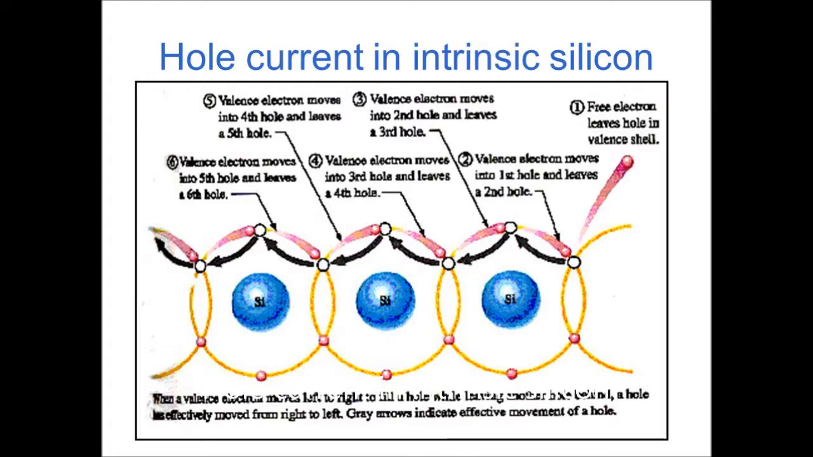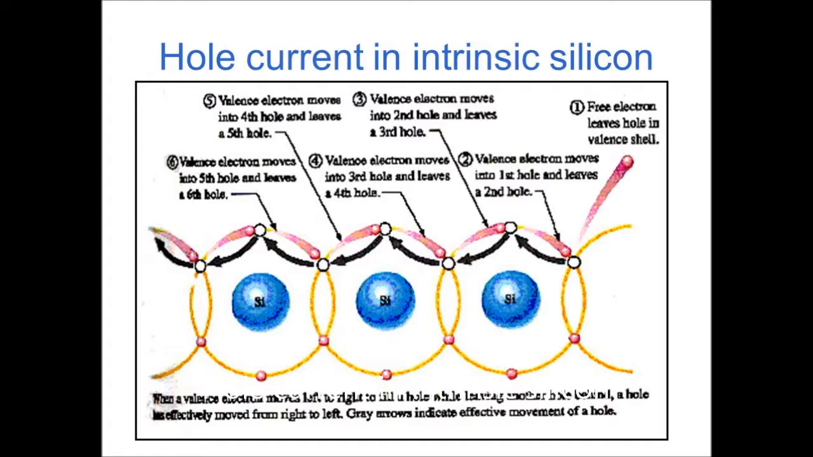Electrons remaining in the valence band are still attached to their atoms and are not free to move randomly in the crystal structure, as are the free electrons. However, a valence electron can move into a nearby hole with little change in its energy level, thus leaving another hole where it came from. Effectively, the hole has moved from one place to another in the crystal structure.